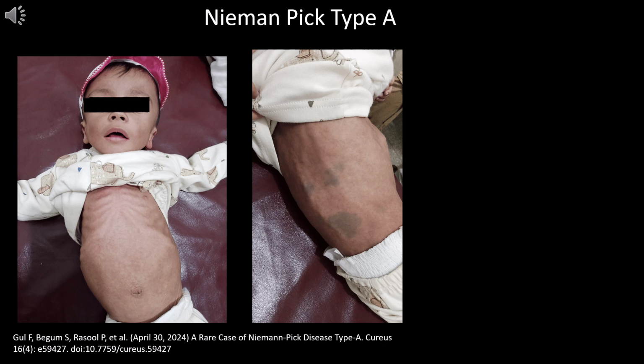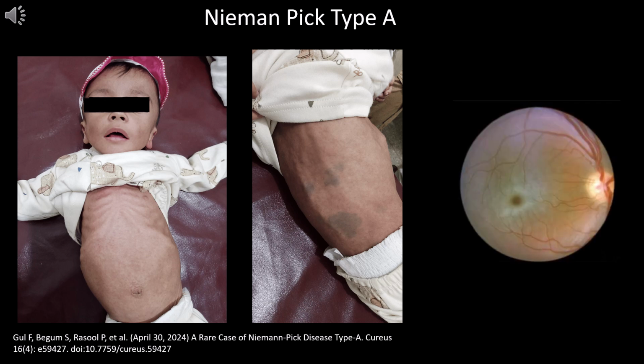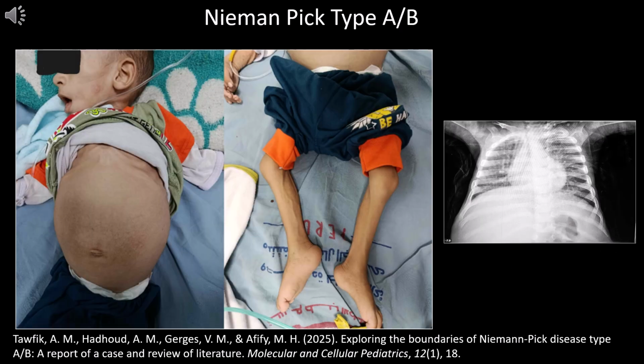These photographs are of a patient with Niemann-Pick type A. Notice failure to thrive and the large Mongolian spots. Cherry red spots are present in about 50% of the cases, even in some patients with no apparent neurological findings. This photograph of a child with type AB shows massive hepatosplenomegaly and failure to thrive. The chest X-ray shows interstitial pneumonia.